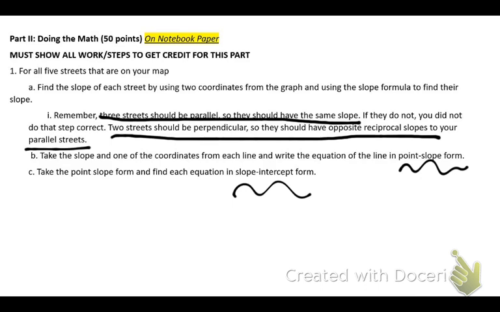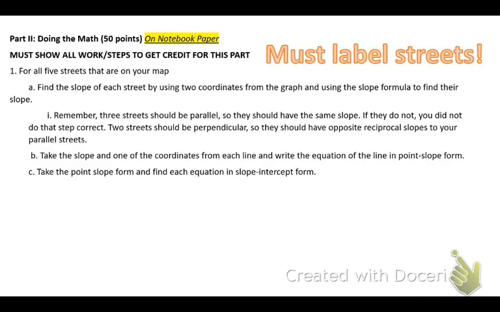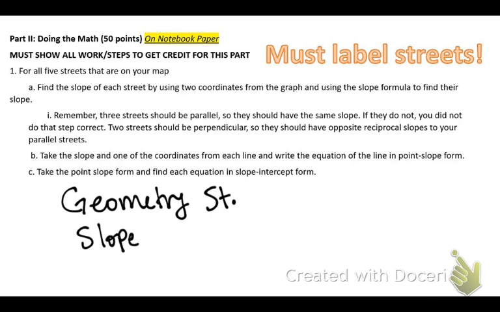And the last thing I want you to write in this section is you need to label your streets. So if right now you're working on Geometry Street, write Geometry Street and then find the slope. Okay? And then so on and so forth. Make sure you label the streets, because there's 5 streets and there's 3 things for each street. So make my life easier. Label the streets. That's the math. Questions on the math?